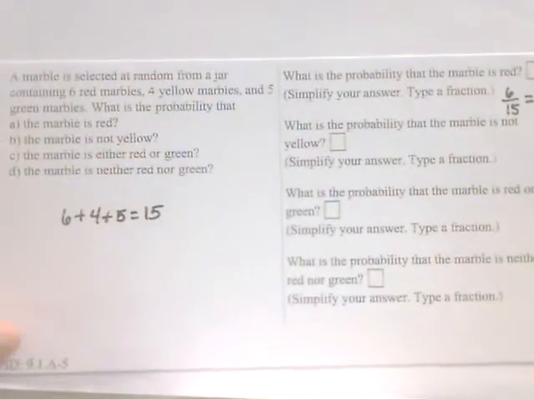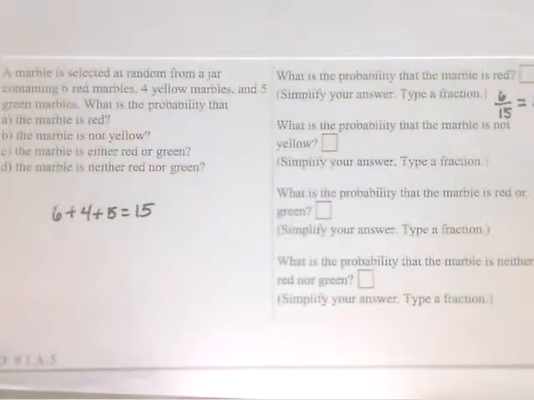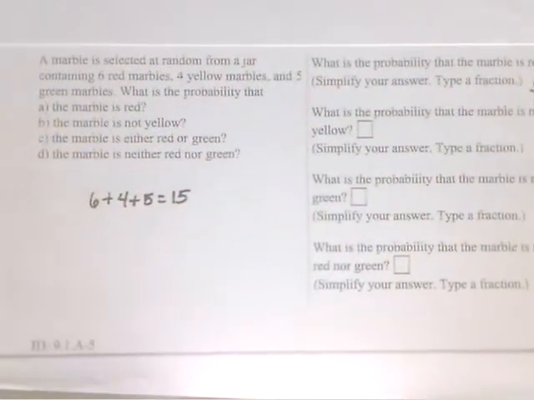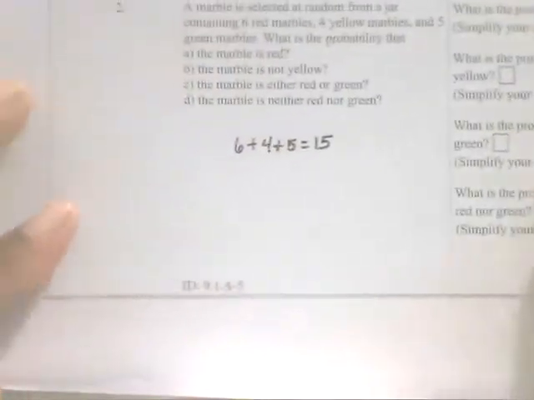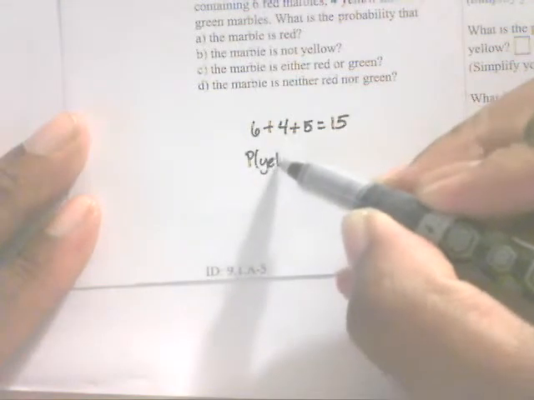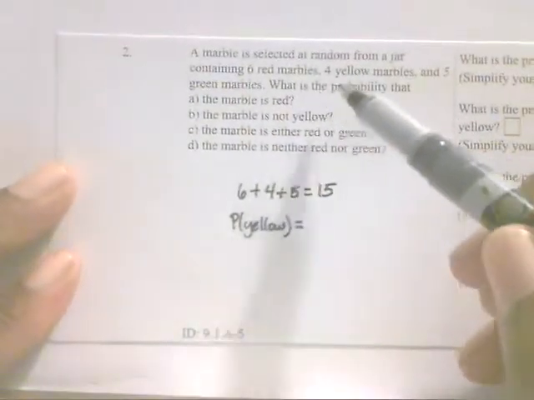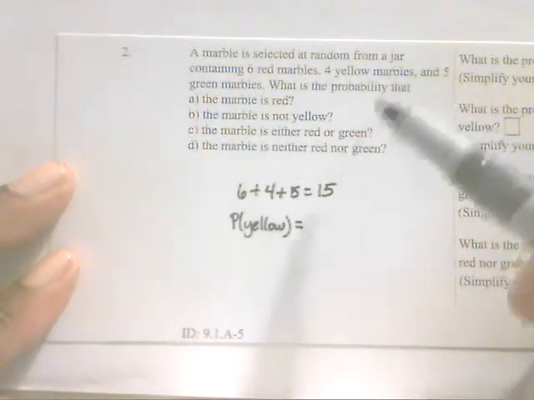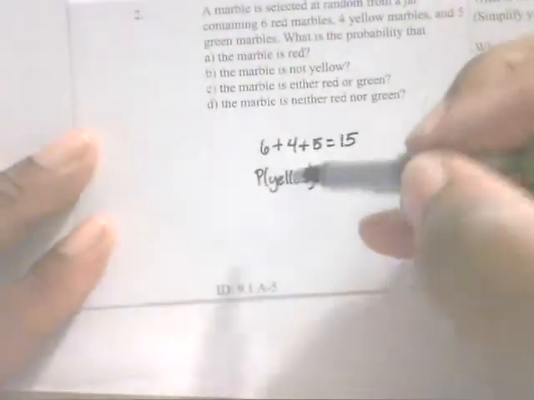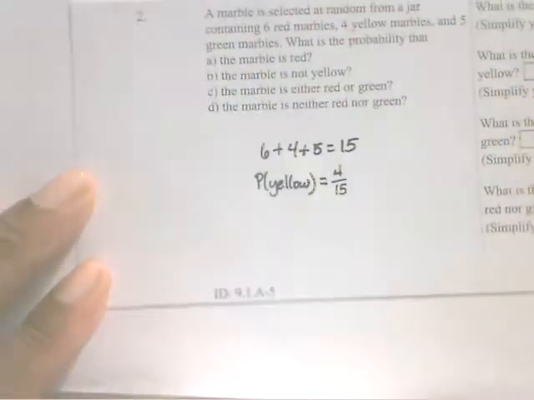Part B, what is the probability that the marble is not yellow? Well, let's look at the probability of selecting a yellow marble, by the way. In this case, there are 4 yellow marbles out of 15. So the probability of selecting a yellow marble will be 4/15.